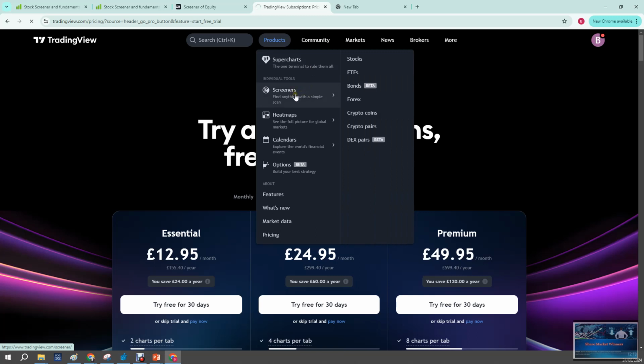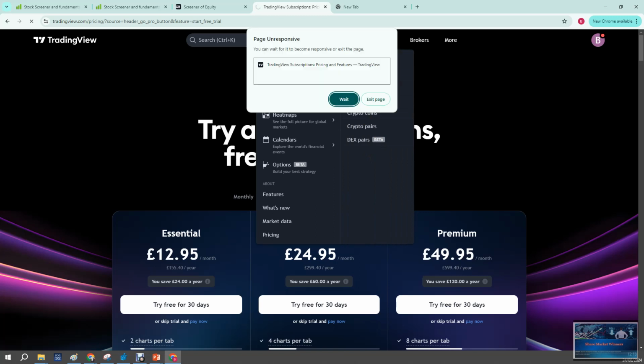The next one is the screener, which you can utilize for searching stocks, ETFs, bonds, crypto coins, everything you can search. It is not just limited to India. It is across the world. Whichever area you want to explore, you are able to do it.